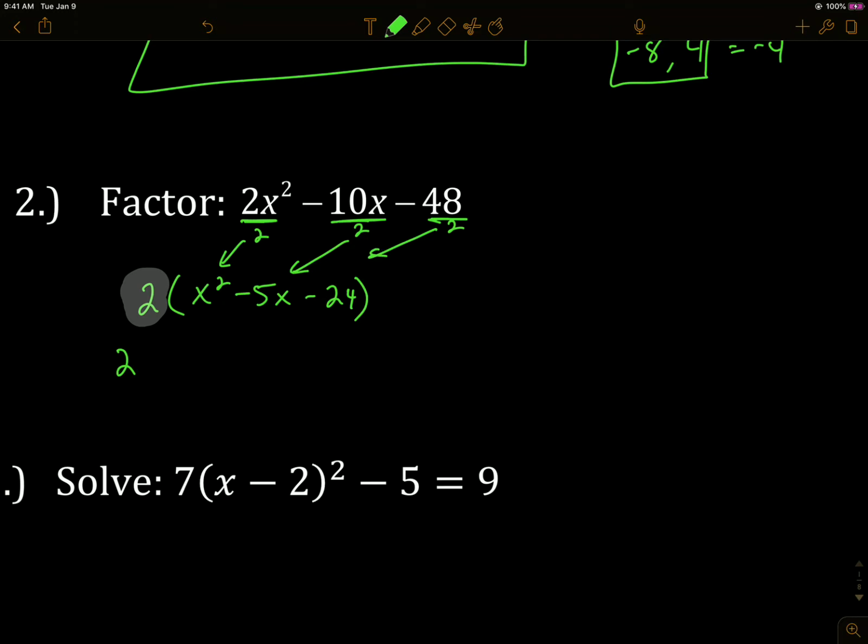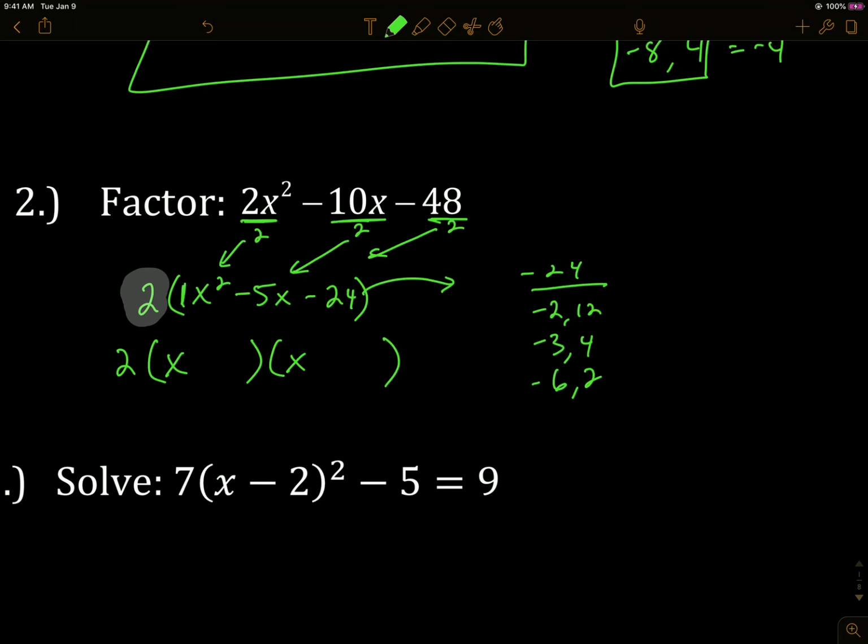Now, inside the parentheses, I can continue to factor. It's a trinomial where a is 1, so I know the structure is x and x. I'm looking for numbers that multiply to negative 24 but add to negative 5. So I've got negative 2 and 12, negative 3 and 4, negative 6 and 2, and all the opposites of those. I'm looking for something that adds to negative 5.